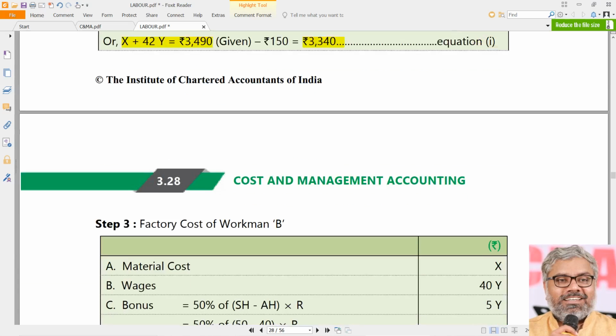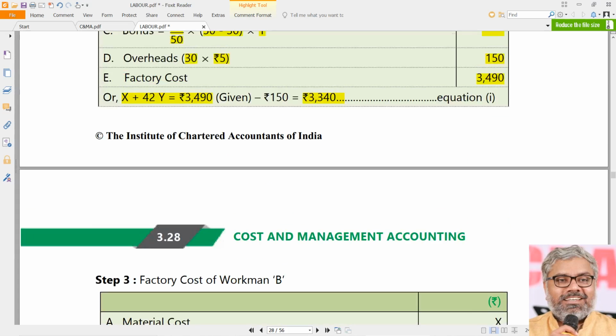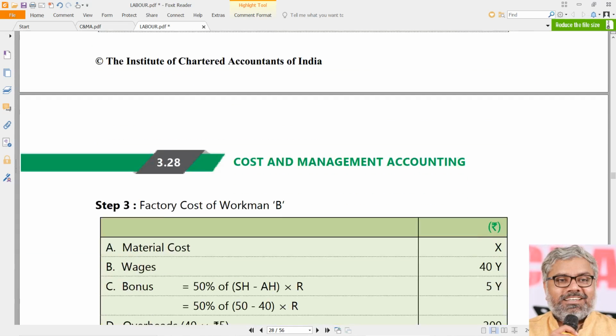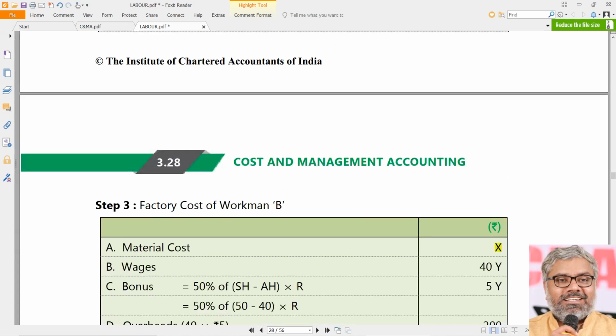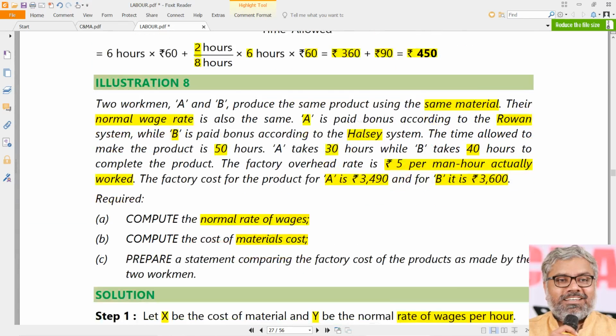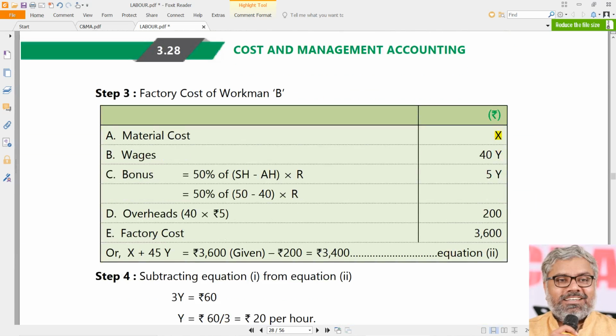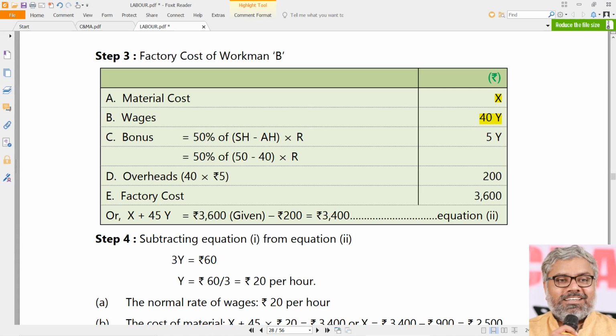Keep it aside. Then bring another equation. Material cost is the same for both, so there is no separate material cost. Even for workman B, the material cost is X only. Wage rate per hour is also the same for both. Normal wage rate is the same. So Y is also the same for workman B. But definitely wages will differ because workman B has worked for 40 hours. He will be getting 40Y, normal wages, time wages we can say.